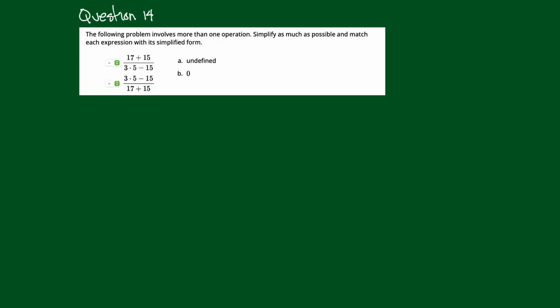Well, let's read through this 14. It says, the following problem involves more than one operation. Yeah, I can see I've got an addition, subtraction, division. All right. Simplify as much as possible and match each expression with its simplified form. Well, it looks like if I get one, I'll get the other. So let's take a look at this one here first, this top one. I'm going to rewrite it here. It is 17 plus 15 over 3 times 5 minus 15.